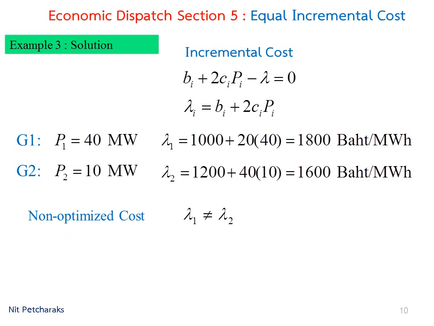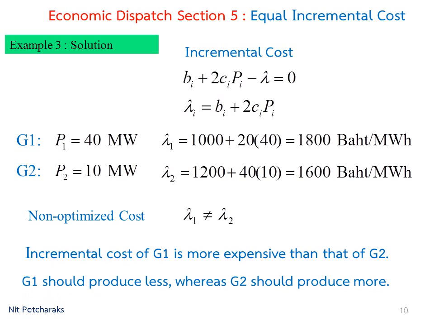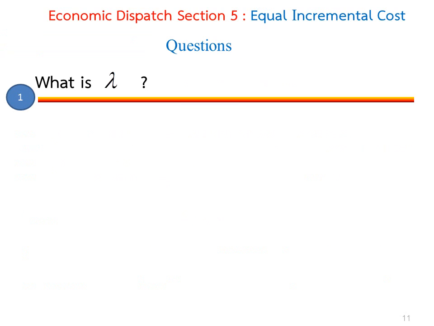In this case, incremental cost of G1 is higher than incremental cost of G2. So it is not an optimized solution. Their total production cost is not at minimum level. So G1 should produce less, whereas G2 should produce more.